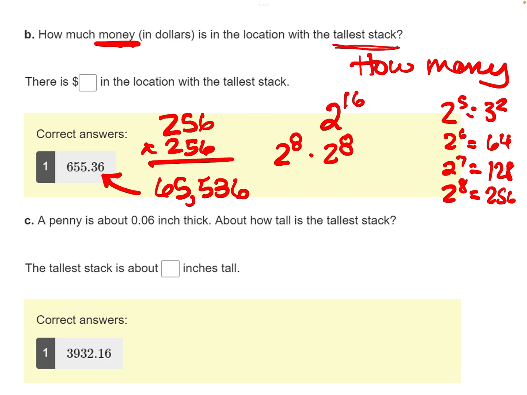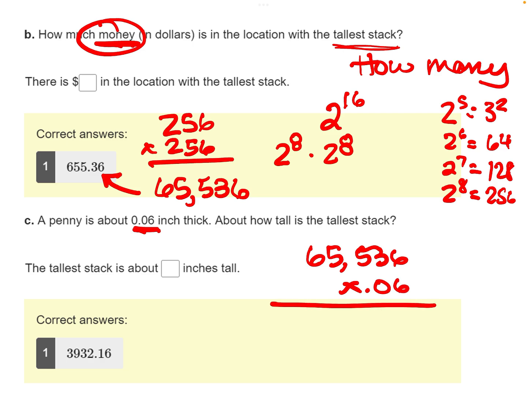But it was asking for money, so I have to remember that that moves in 2 places there. Each penny is 0.06 inch thick. So you got to take 65,536 times 0.06. All right, the tallest stack is about this many inches tall. 3,900 inches. I hope we're all getting that that's a pretty tall stack of pennies.